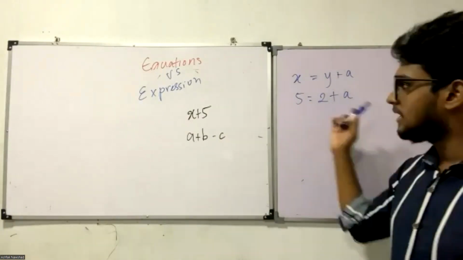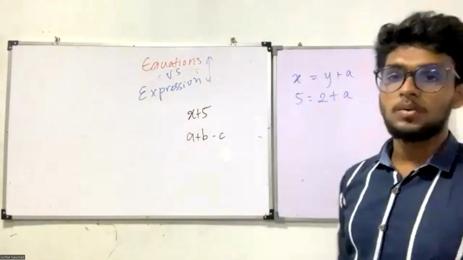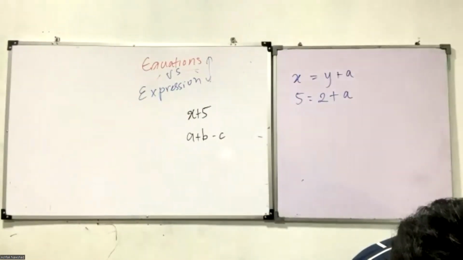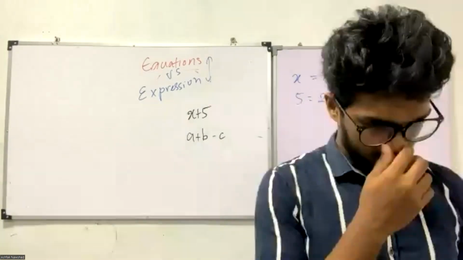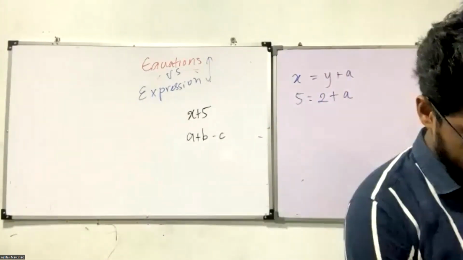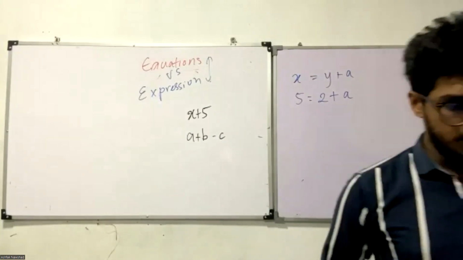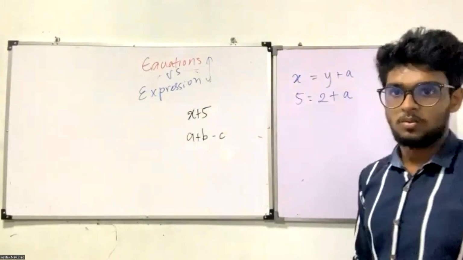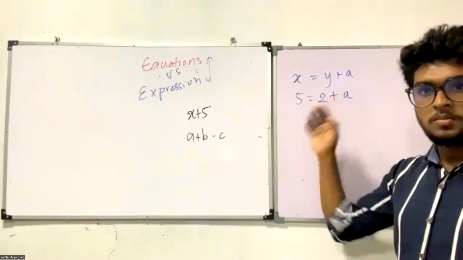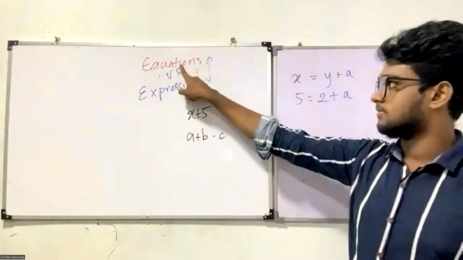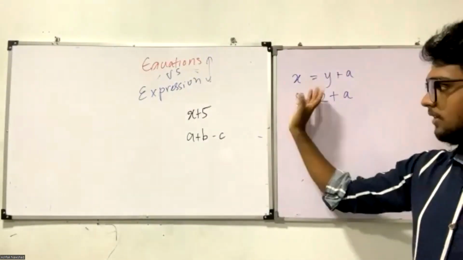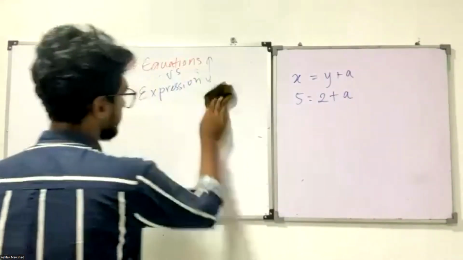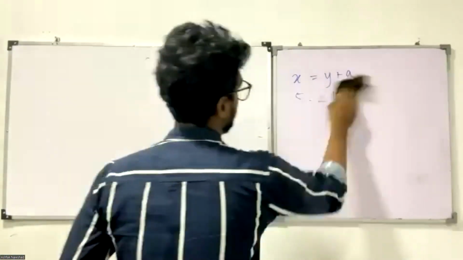So is the difference understood? The difference between equations and expressions, is it understood? Yes. Simple, right? The main difference between an equation and an expression is the equal sign. So if there's an equal sign and there are values on both sides, then it is an equation. You can identify it with the equal sign. If there's no equal sign, it's just an expression. Right. So let's move on to simple equations.